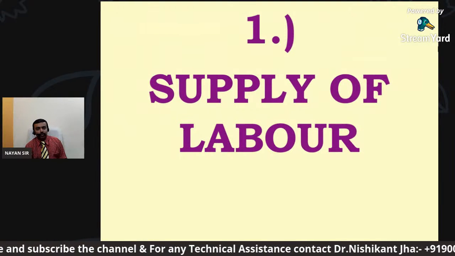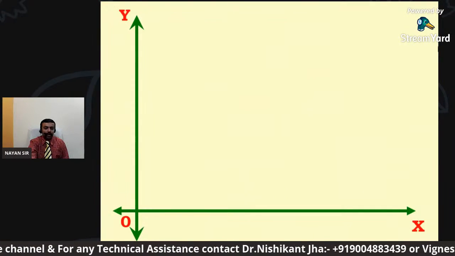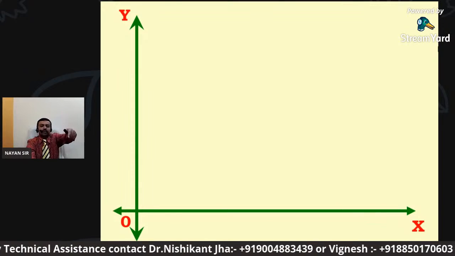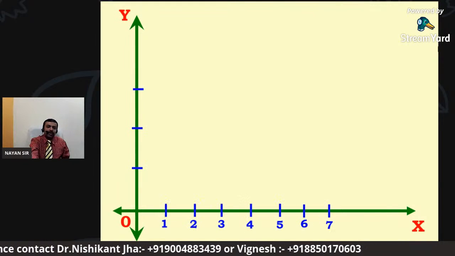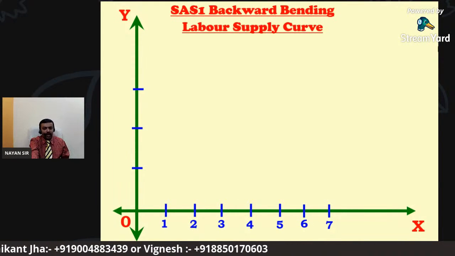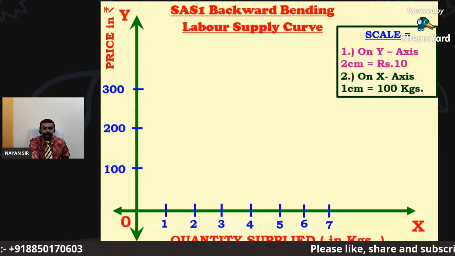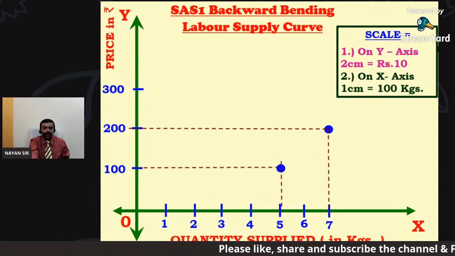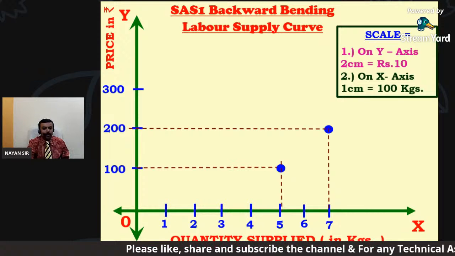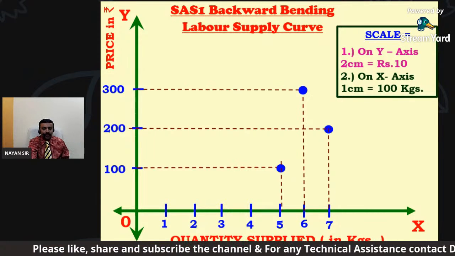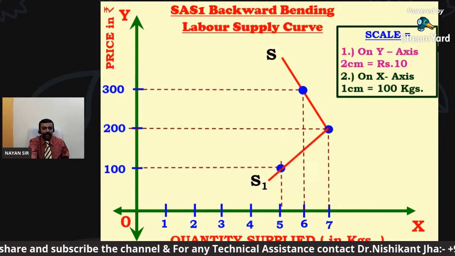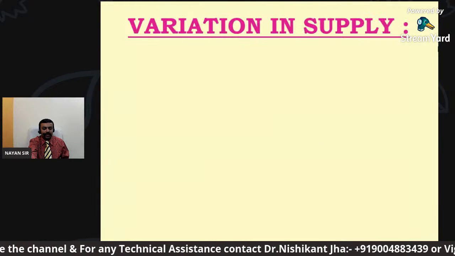So supply of labor and everything we have seen, supply shade we have plotted. Once again you can see, because it was in the previous screen, that is why I went in the reverse order. Next, I'm aware, after this is variation in supply. Let us see this first. 100 to 5, 200 to 7, 300 to 6, and bending backward SS1.